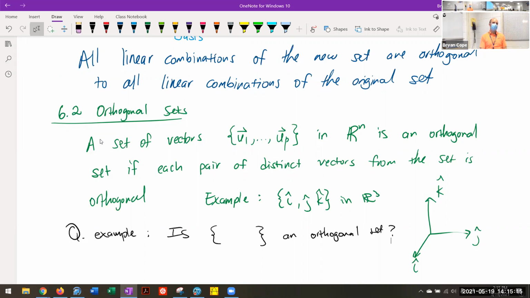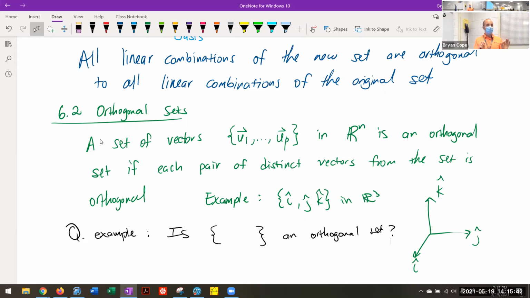Spans the entire space. Well, I can think of a counterexample really quick. Just i and j in 3 space. They're orthogonal, but they don't span the entire space. Yeah, good job. So this is interesting. Every single orthogonal set, no matter how many elements are in it, is automatically linearly independent.